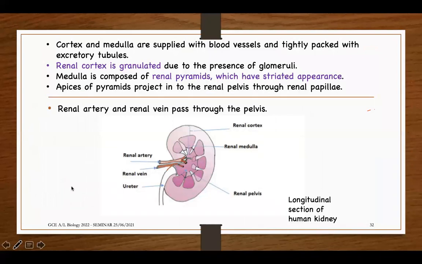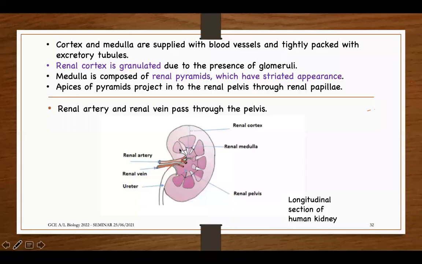The medulla is composed of renal pyramids, and the renal cortex is granulated due to the presence of glomeruli. There are structures called glomeruli, so the renal cortex looks like it's filled with granules. The medulla is composed of renal pyramids that have a striated appearance. It's not exactly a pyramid, but that's how they have described it. So in the renal medulla, they have renal pyramids, and these structures give it a striated appearance.